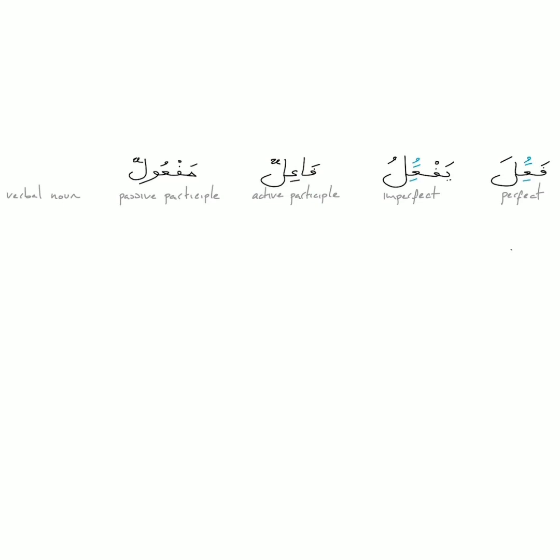So, if we have the root letters kaf, ta, and ba, you know that any word with these root letters is going to have something to do with writing, yeah? So, if you plug kataba into the fa'ala pattern, kataba, it means he wrote. If you plug it into the yaf'alu pattern, it becomes yaktubu, which means he is writing or he writes.